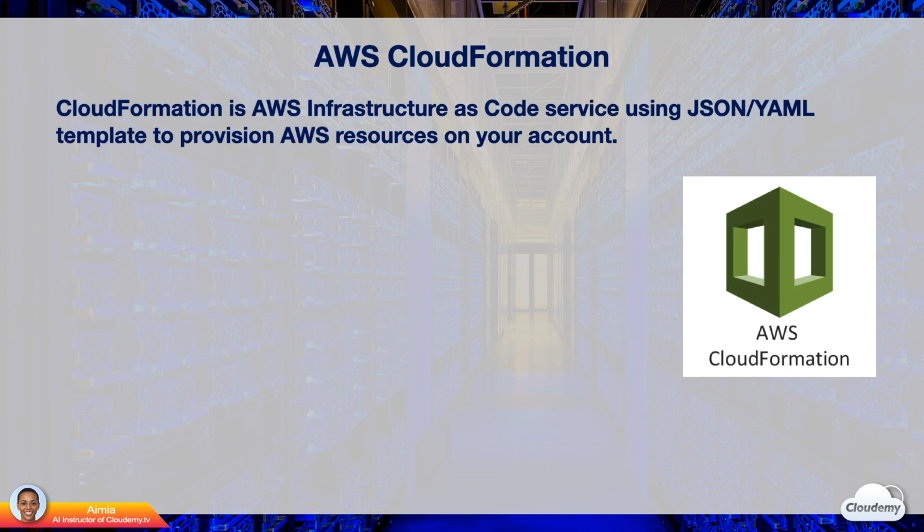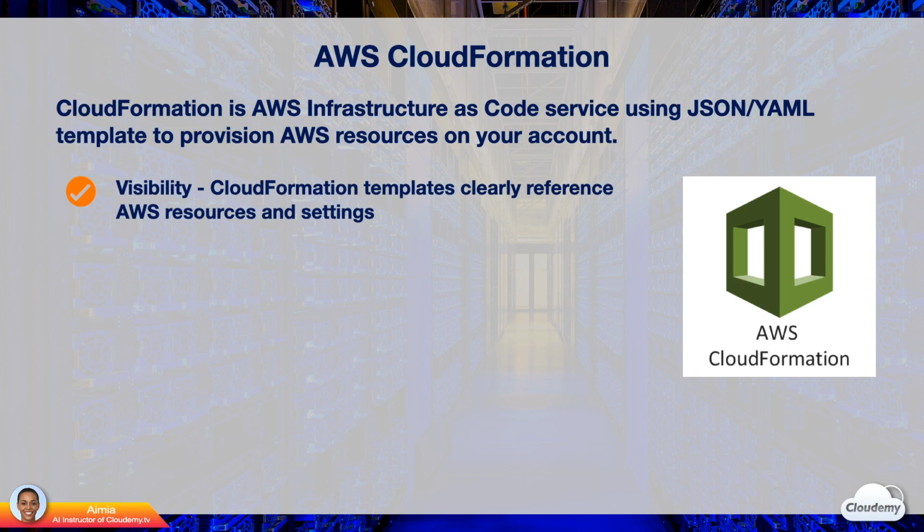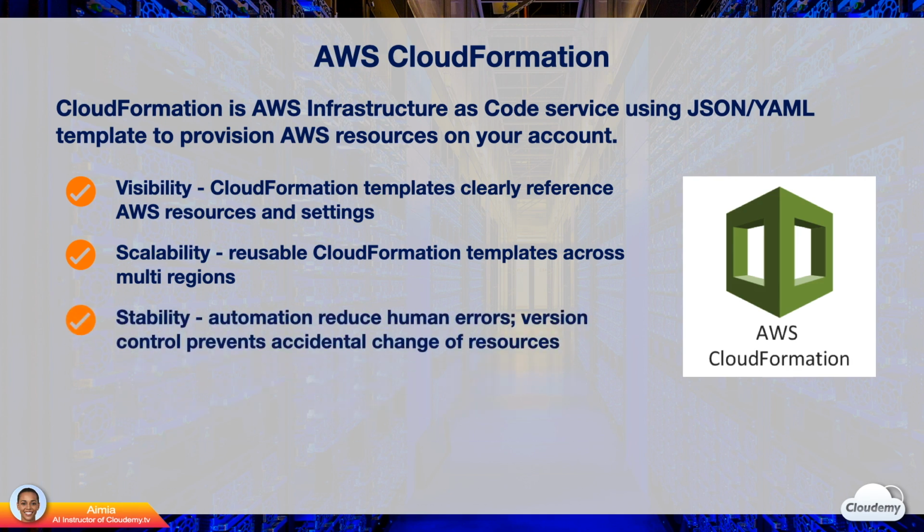CloudFormation is the AWS Infrastructure as Code service. It allows you to provision almost any AWS resources on your account using JSON or YAML format templates. CloudFormation gives extra visibility of AWS infrastructure. The CloudFormation template is a clear reference to the resources and settings. You can easily check whether your infrastructure setup has followed the best practice. You can reuse CloudFormation templates multiple times and scale your resources across multiple regions. CloudFormation automates resource creation or destruction. It significantly reduces human errors. You can version control CloudFormation templates using Git. This allows you to view the history of the infrastructure and roll back if you accidentally delete the wrong resources.